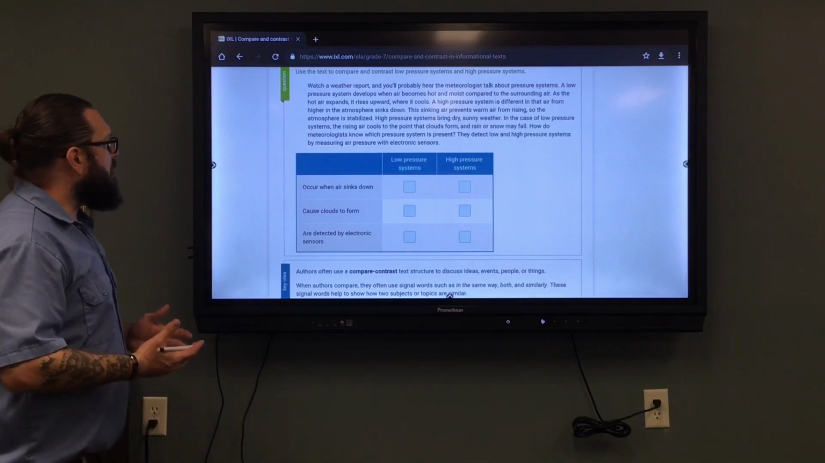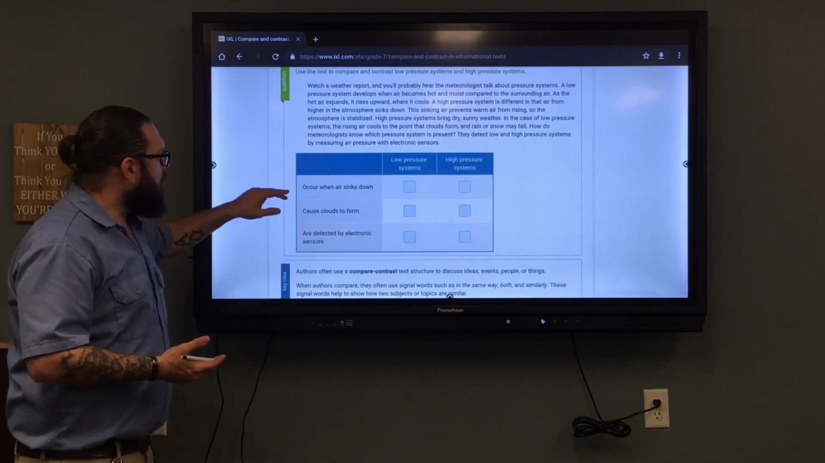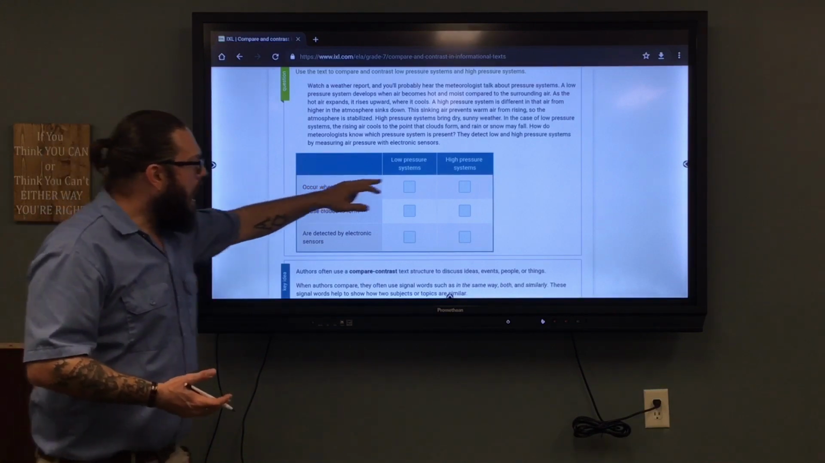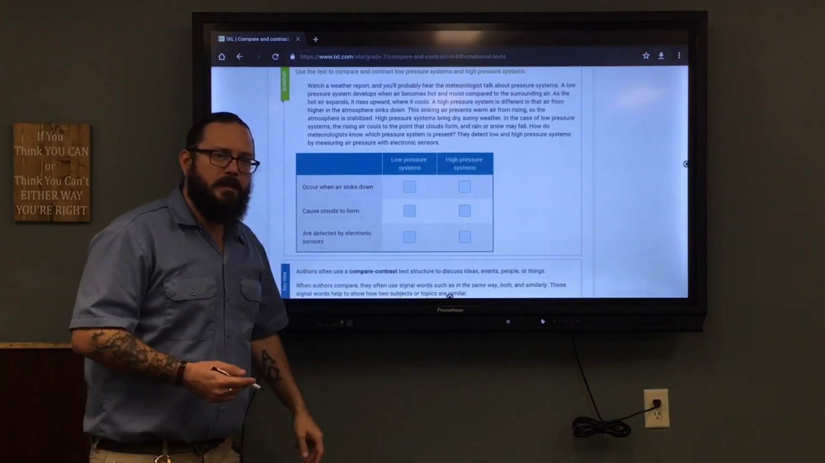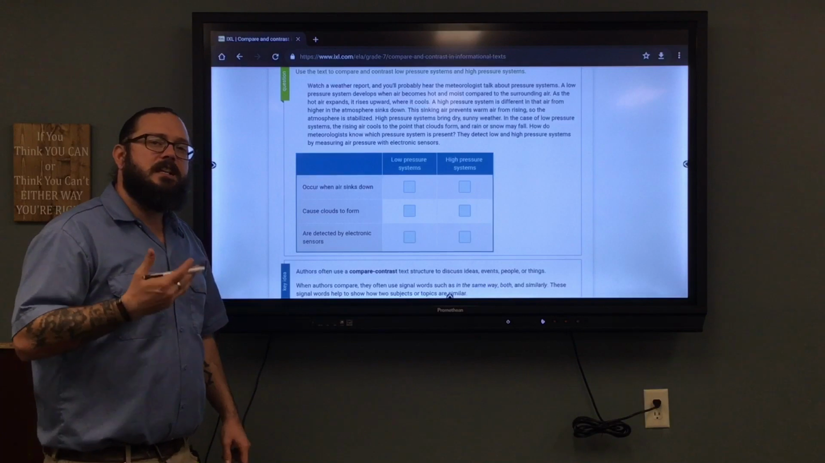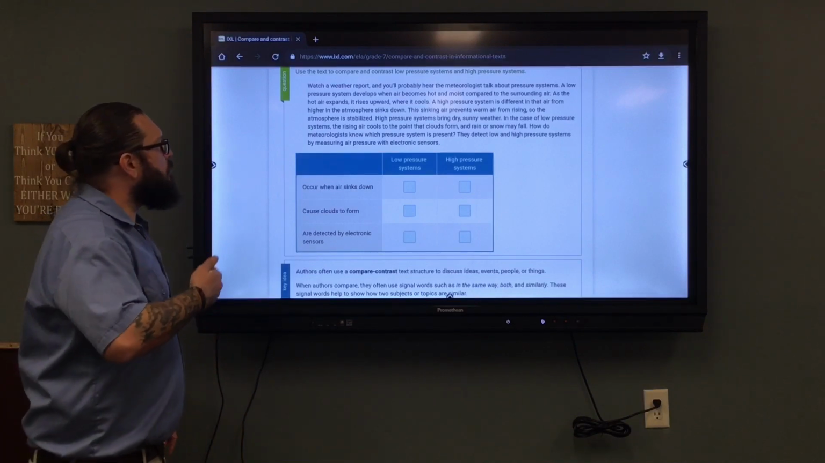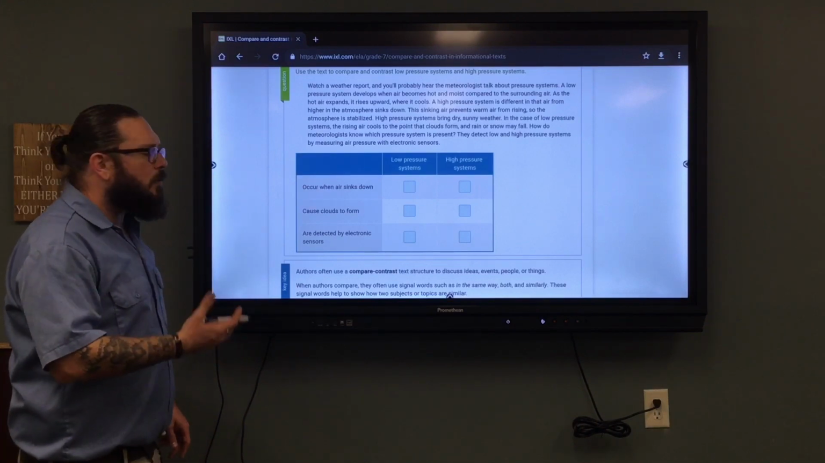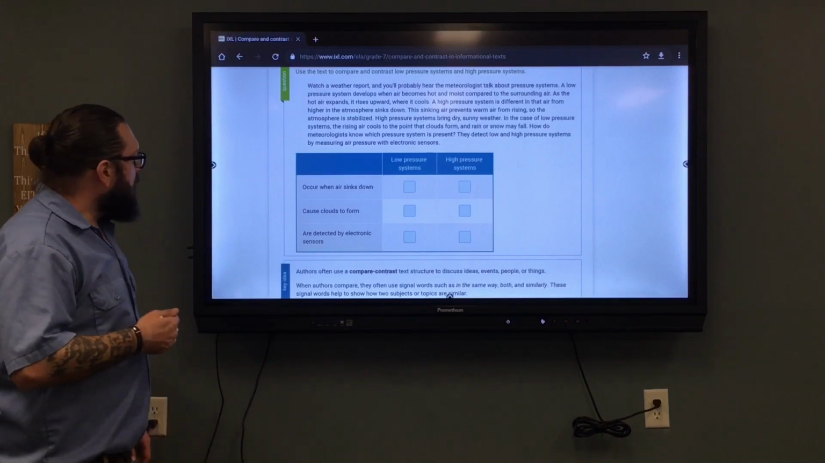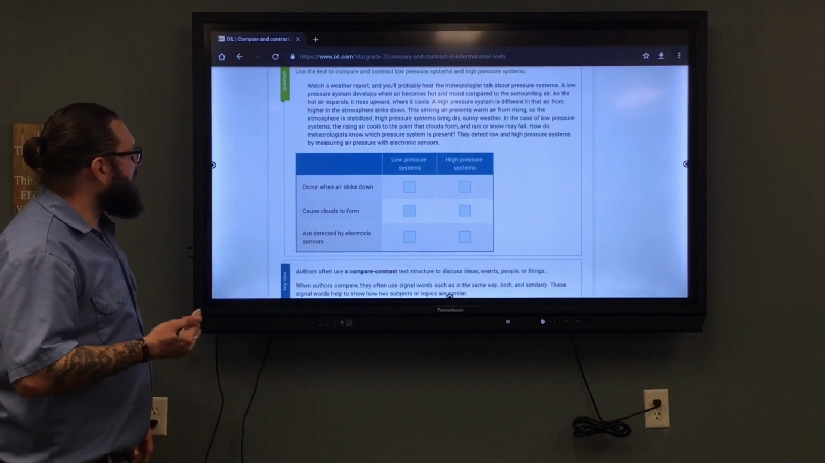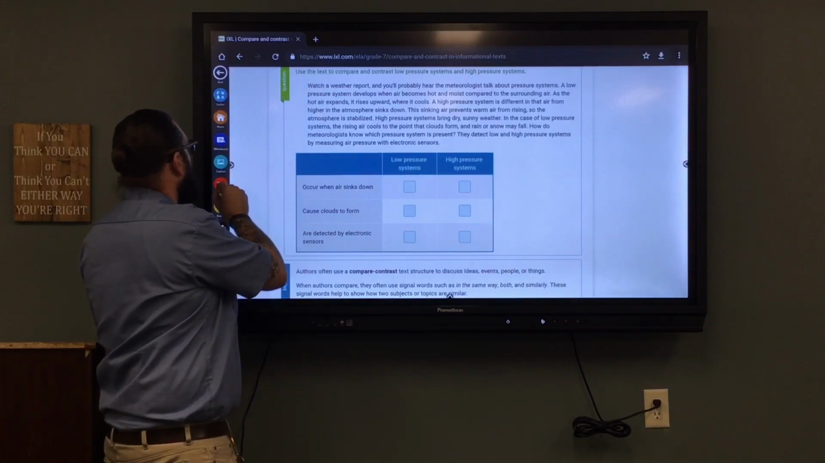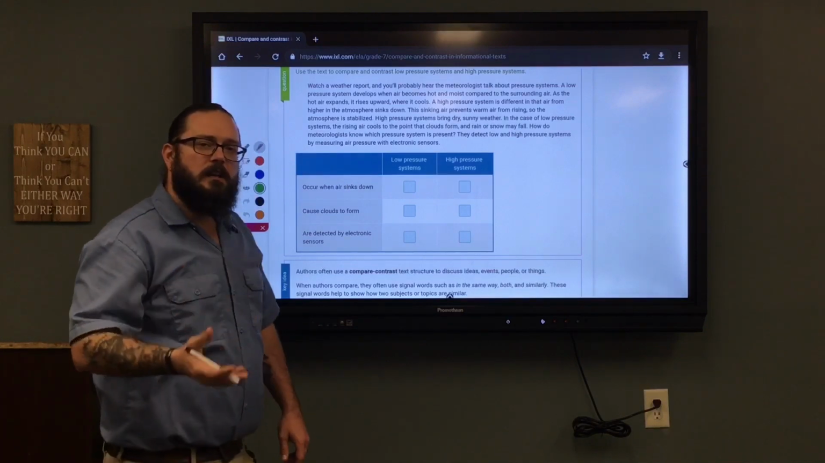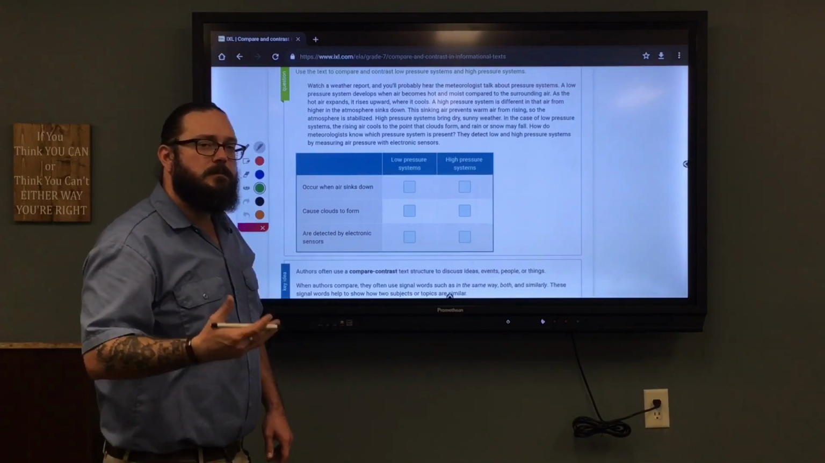Now, in this passage, we are asked to identify whether or not these details describe low pressure systems, high pressure systems, or both. So we're going to look for evidence in the passage to support whether these details apply to one, the other, or both. So first, occur when air sinks down. Let's take a look at the passage and see if we can determine which pressure system that detail applies to.